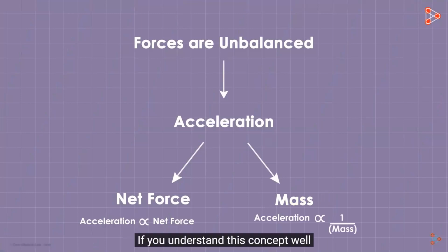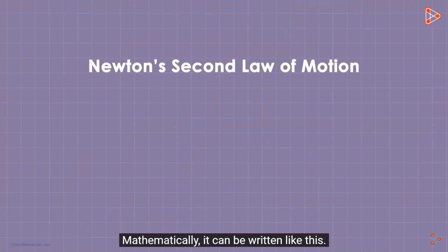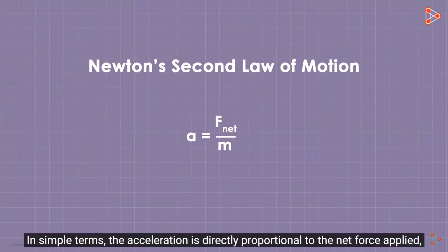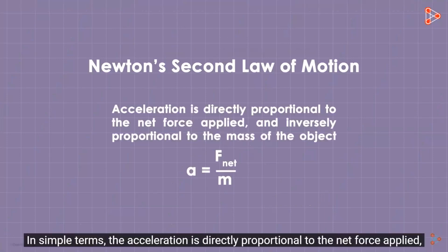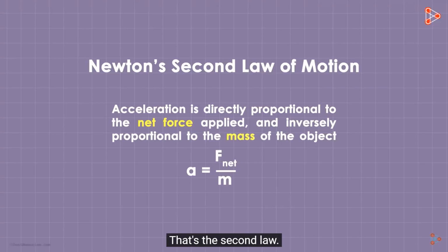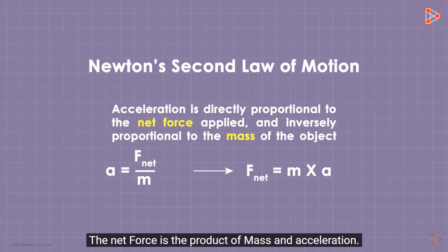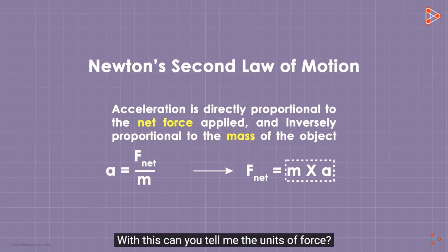If you understand this concept well, then understanding the second law of motion will be very easy. Mathematically, it can be written like this. In simple terms, the acceleration is directly proportional to the net force applied and inversely proportional to the mass of the object. That's the second law. Or as more people understand it, like this: the net force is the product of mass and acceleration. With this, can you tell me the units of force?